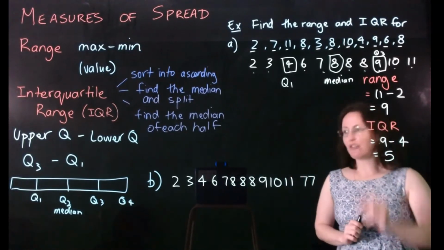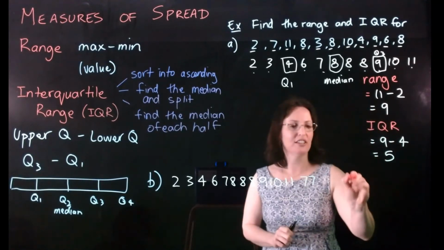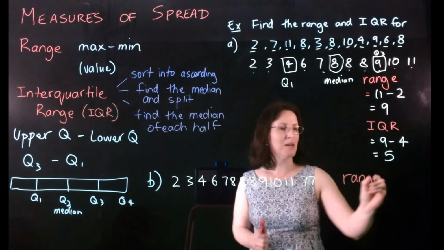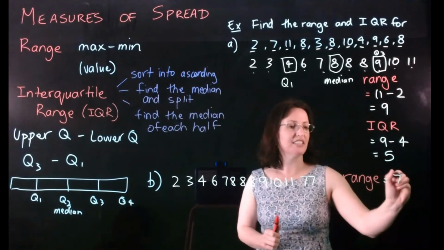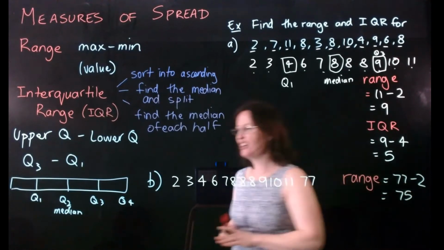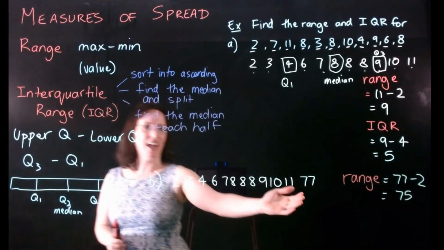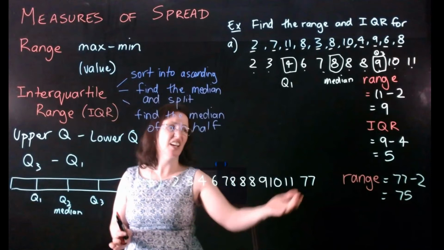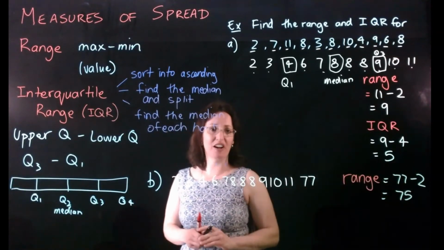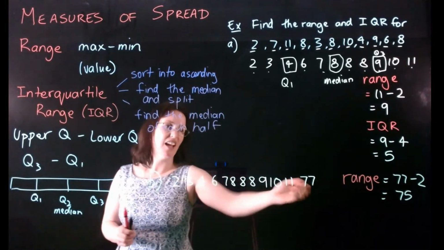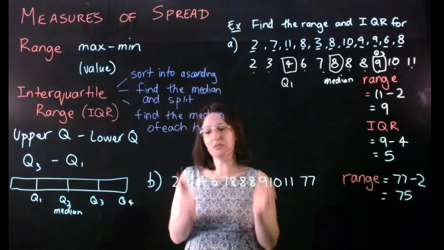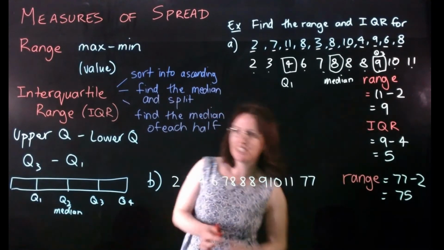So let's work out our range again. Range is the maximum number, take the minimum number, so this time round it's 77 take away 2, leaving us with 75. So did that 77 have an impact on the range? Yeah, it had a huge impact, taking the range from 9 to 75. Does that outlier have much of an impact on the IQR, the quarters in the middle? Let's have a look. So how do we do this again?